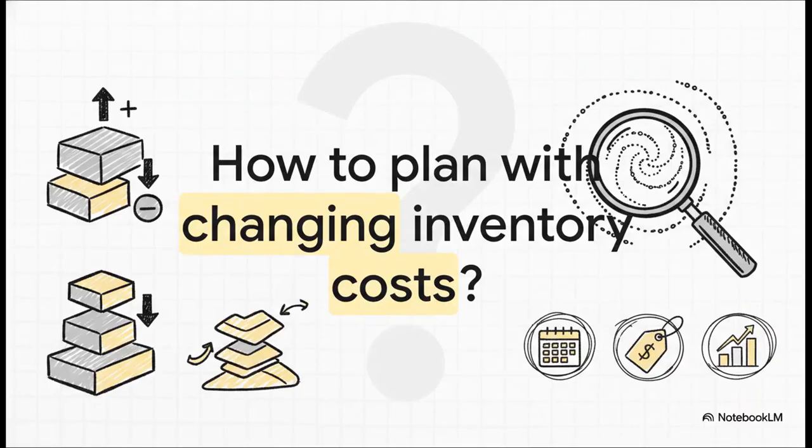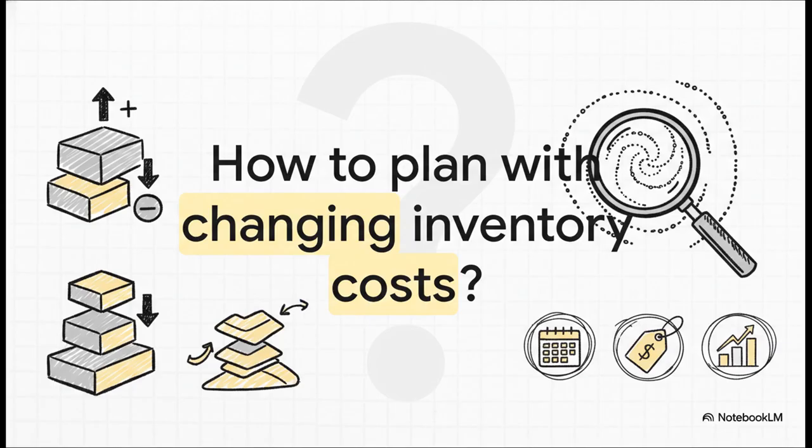So let me ask you this. You're trying to set your budget for next year, you're trying to figure out your pricing strategy, and you have to report on your performance. But the cost of your materials, it's all over the map. Sky high one month, then it drops the next. So how in the world do you build a stable plan on ground that's constantly shifting?